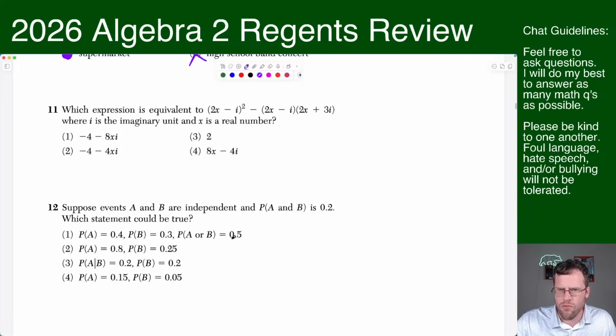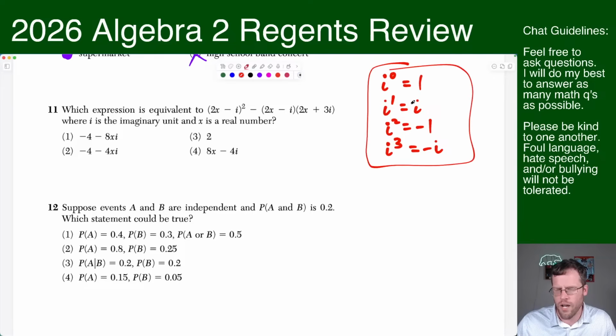Let's see. So next up. This is where things get a little funky, the imaginary stuff, right? So here, just know this: i to the 0 equals 1. i to the first equals i. i to the second equals -1. And i to the third equals -i, since I just multiply both sides by i. The main one is the definition: i squared equals -1. The first two are sort of obvious.